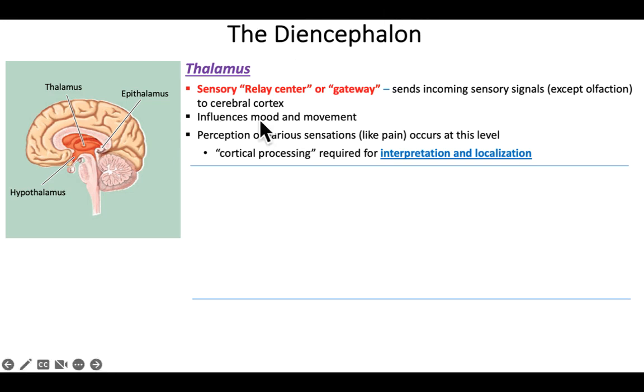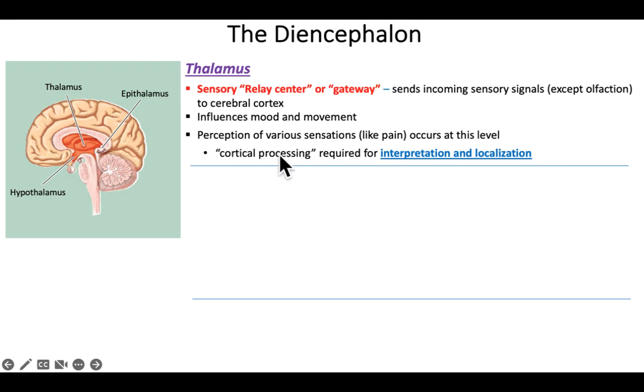It also has some role in mood and movement, but its job is basically the perception, but it doesn't do much of the interpretation or localization of pain. So, for example, if you didn't have a cerebrum and you had some sort of painful stimulus, you would know you're in pain. You just wouldn't be able to interpret it or figure out where the pain's coming from. So the interpretation and localization of pain is done using your cerebral cortex. That's what we mean by cortical processing.